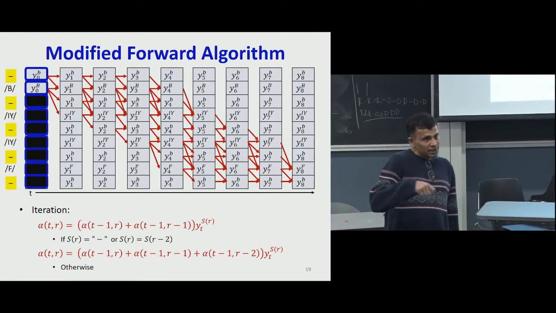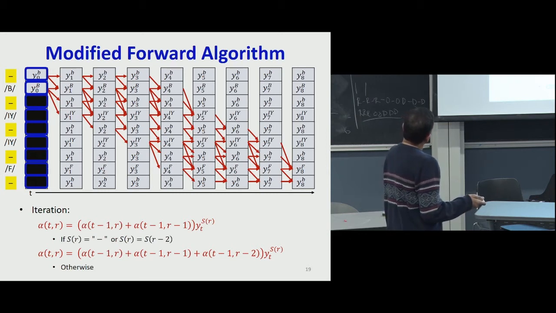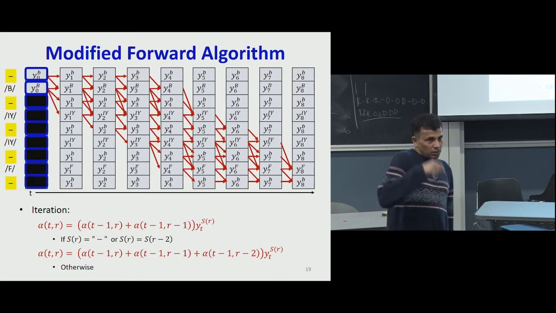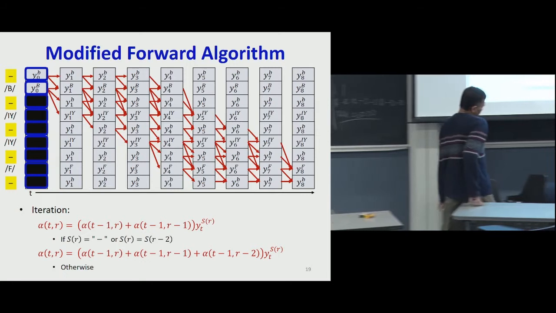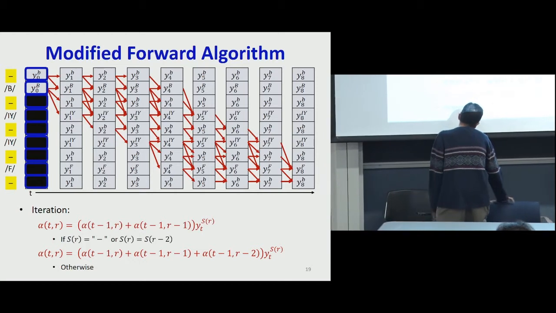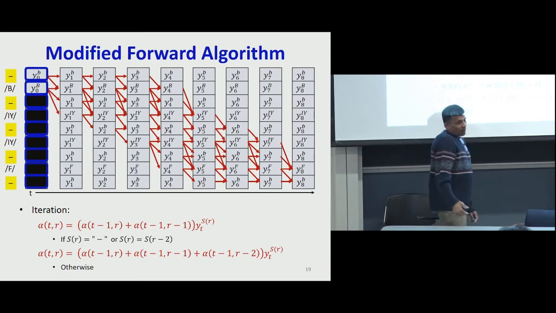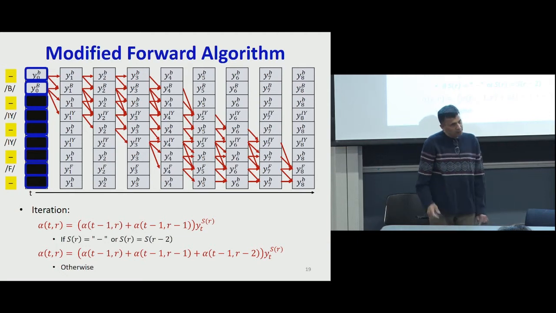Some nodes have two parents, some nodes have three parents. Any node which is on a blank row has only two parents, observe. Because a blank can repeat, or you can get into a blank from the previous character, right? So that means that if the symbol corresponding to a node is a blank, then you're going to have to sum the alphas from the same row at the previous time, or the earlier row at the previous time, and then multiply it by the probability of the symbol. This is for a blank.